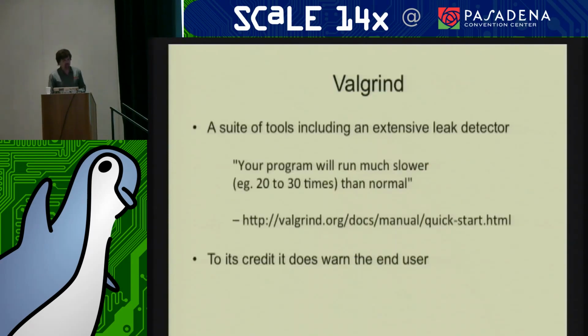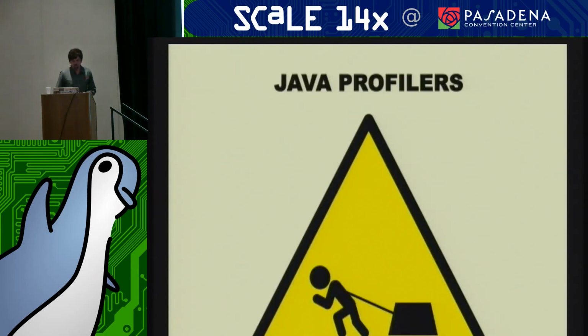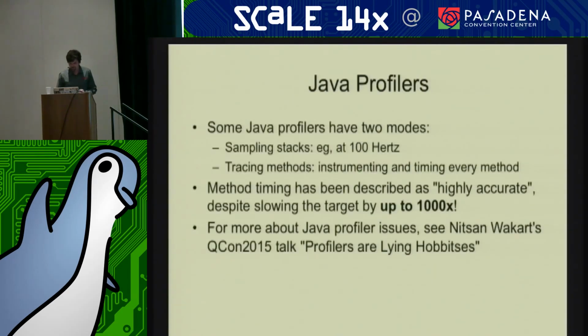Of course, some tools make it pretty clear that they're going to slow the application down, like Valgrind has in its documentation: I will make your application run 20 to 30 times slower. So at least in this case, it does warn the end user. Java profilers can be even worse, depending on how they work, if you run these on Linux.